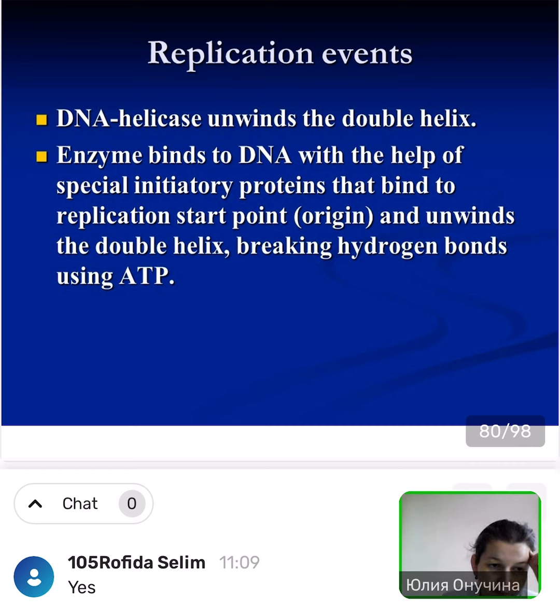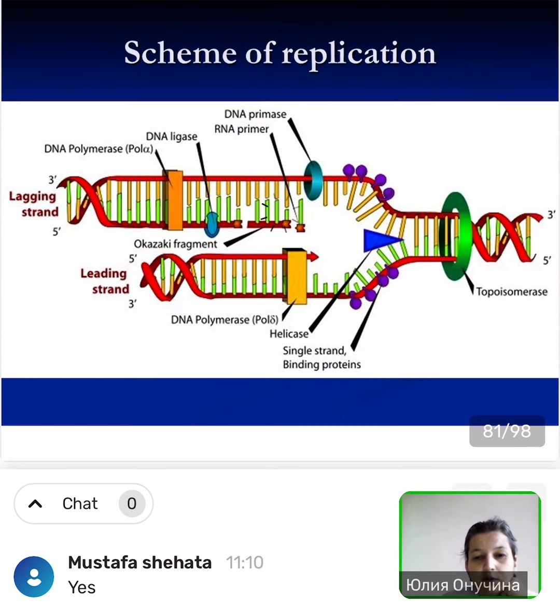Can I change this slide? Thank you. So in this picture you see topoisomerase, green. You see helicase that destroyed bindings between nucleotides, hydrogen bindings. You see small proteins, single-strand binding proteins, that attach to DNA and stop reorganization of the DNA molecule.